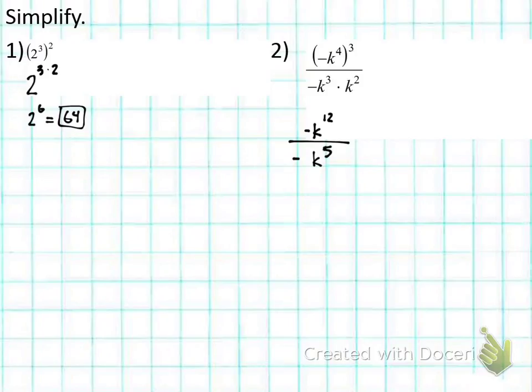Now we have two bases that are the same that are getting divided. So it's negative k to the 12th divided by negative k to the 5th. We have the same base, and when we have division, we subtract the exponents, so 12 minus 5 is 7. It's going to be negative k to the 7th power. And we're done. That one's the hard one, right? So this is the first one, this is the second one. Let's pause there.